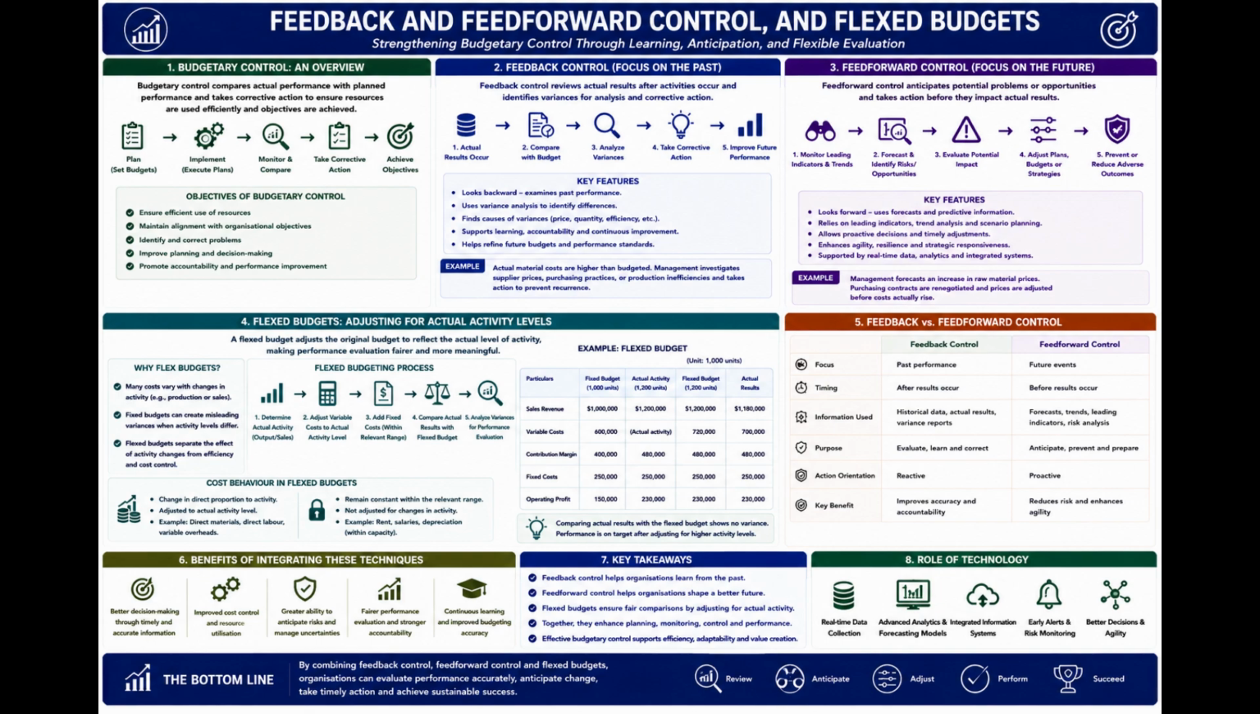Together, these techniques improve organizational planning, monitoring, accountability, and decision-making. By integrating retrospective analysis with forward-looking management and flexible budgeting tools, organizations can achieve greater efficiency, adaptability, and control over their financial and operational performance.